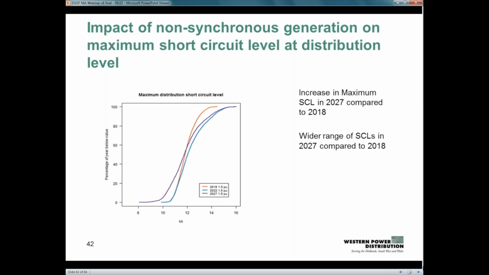Likewise, the impact of the non-synchronous generation on the maximum short circuit level at the distribution level. Similar curves here, and again, there's a wider variation in 2027 in comparison with 2018. There's also an increase in the short circuit levels in 2027 compared to 2018.